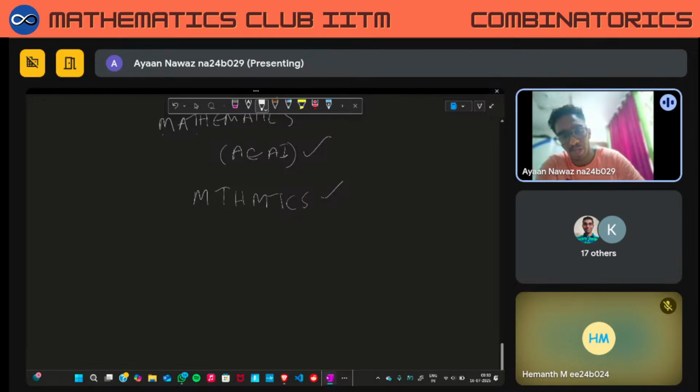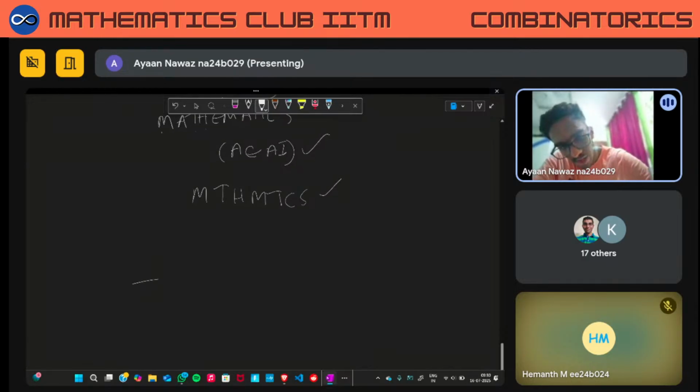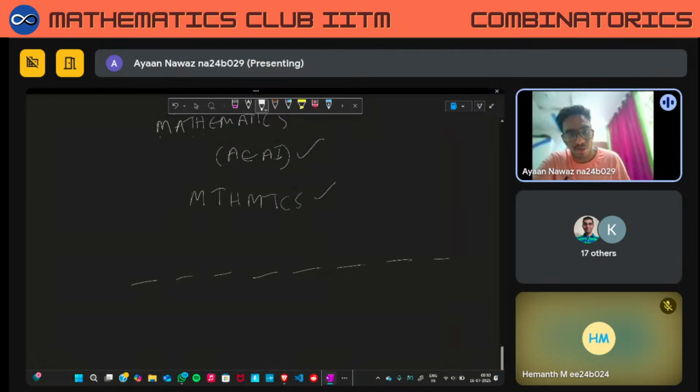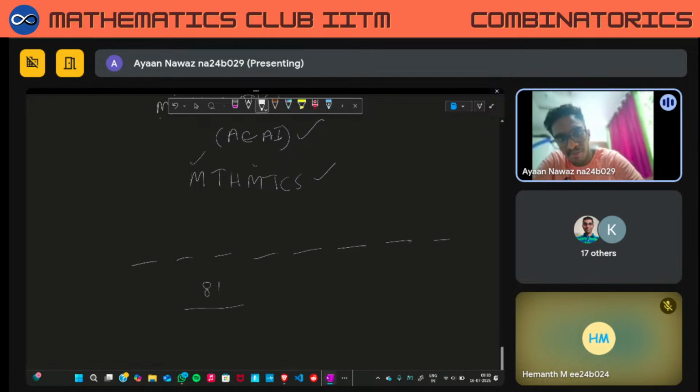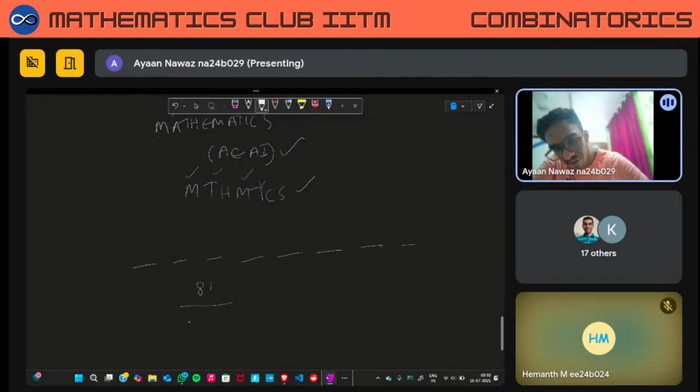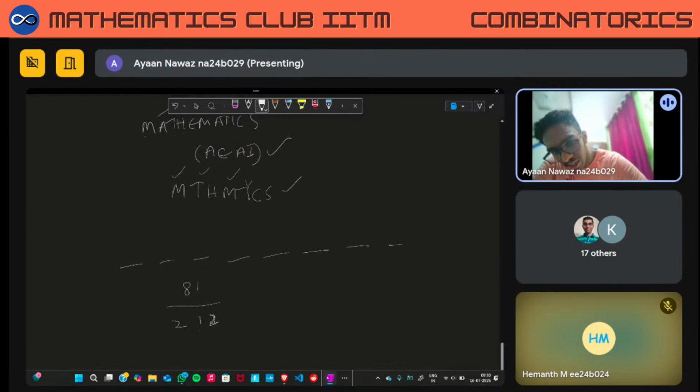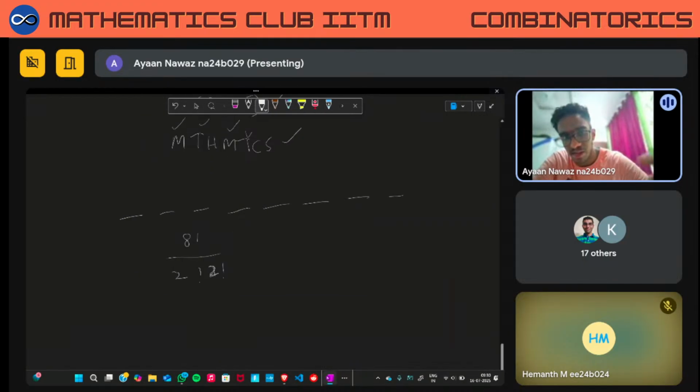If these vowels always come together, to simplify our process, I will take 8 spaces, 7 for the consonants and 1 for the group of vowels. So in these 8 places, I can permute these 8 groups in 8 factorial ways. But I have M and T repeating. So M will be repeated twice and T will be repeated twice. Okay, so this is step 1: 8 factorial by 2 factorial into 2 factorial.